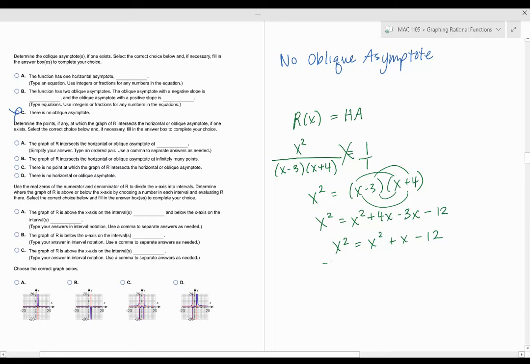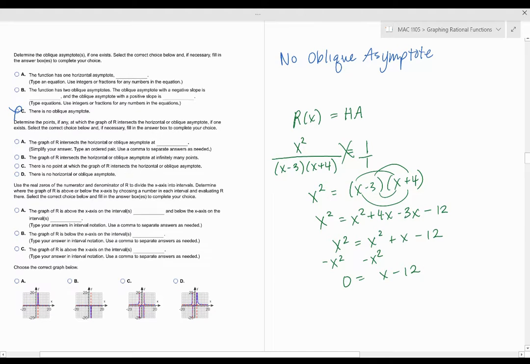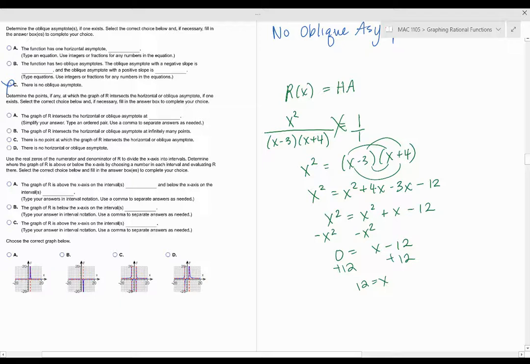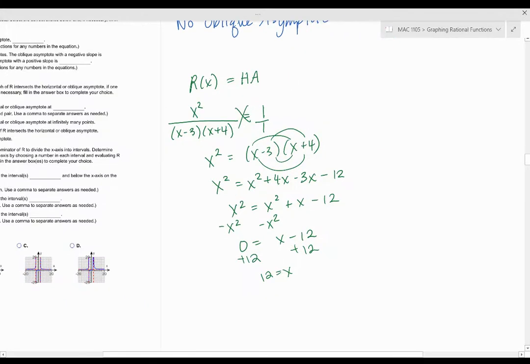I'm going to put it in standard form, so I'm going to move this x squared. 0 equals x minus 12. I'm going to solve for x, so I'm going to move the 12 to the left. So 12 equals x. So yes, my function is going to intersect my horizontal asymptote when x equals 12. So yes, r of x will intersect the horizontal asymptote when x equals 12.